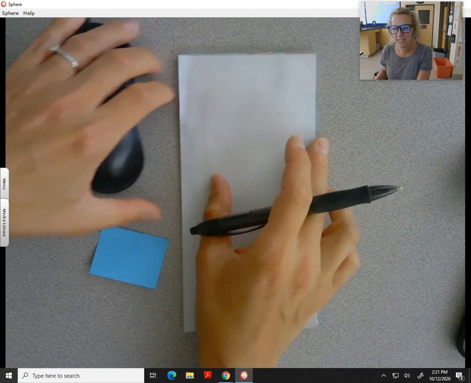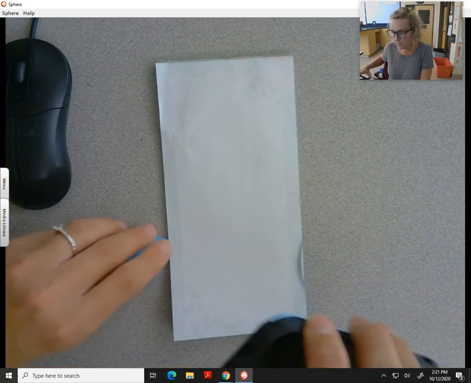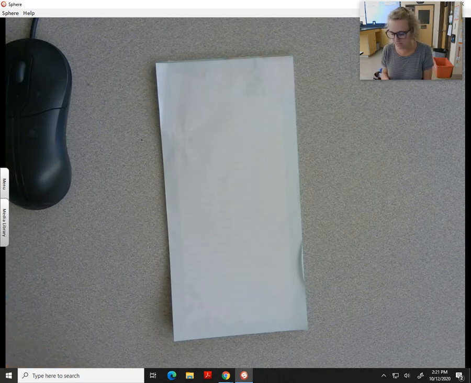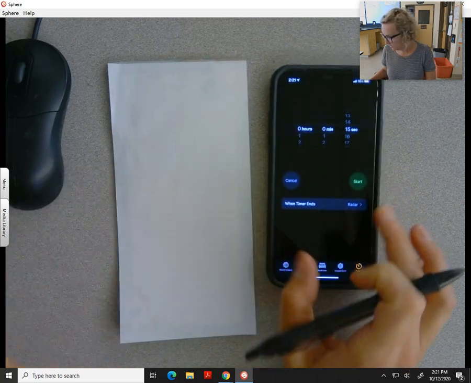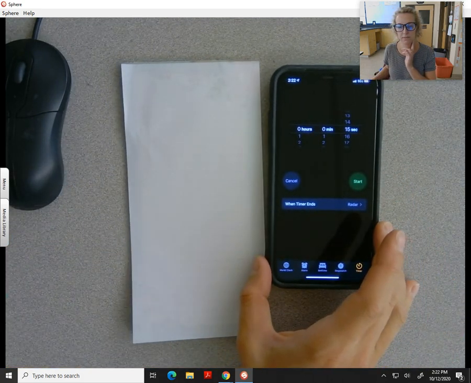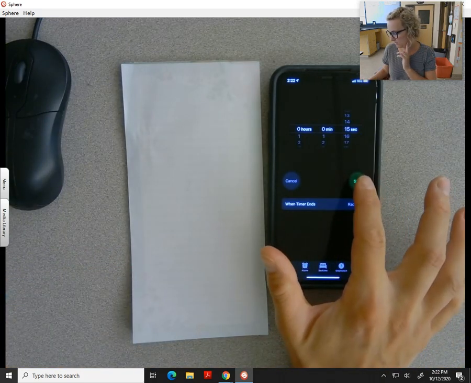Now, 6 seconds isn't the actual ideal amount of time to take your pulse. I would say the ideal amount of time is probably closer to 15 to 20 seconds. So let's try 15 seconds. Let's try timing ourselves for 15 seconds. I'm finding my pulse. And we're going to start right now.